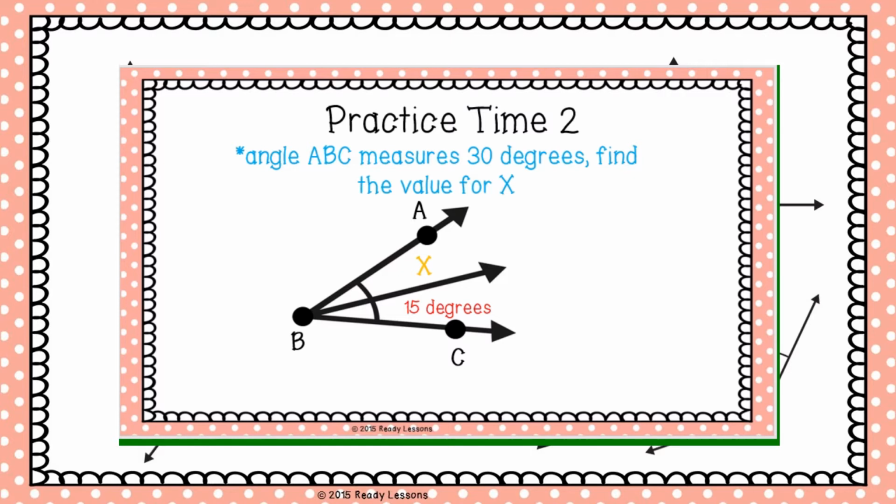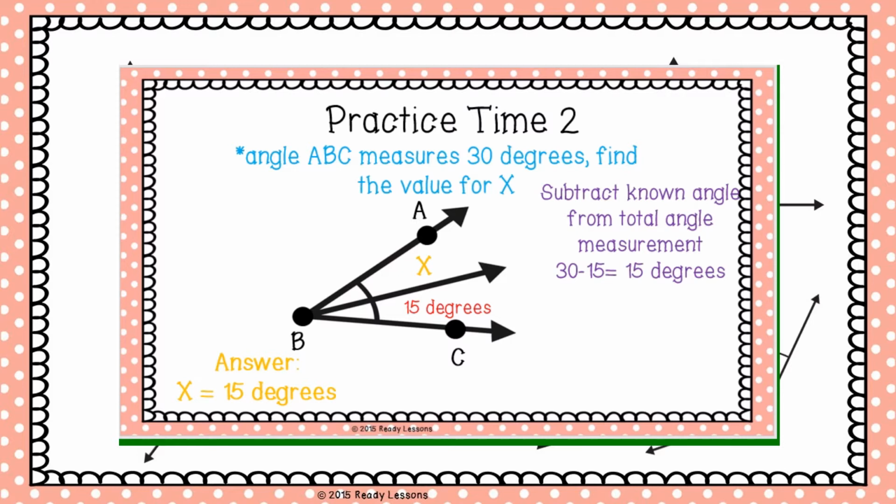All right, pause the video. Try to solve practice time 2 for angle ABC. Angle ABC measures 30 degrees. Solve for the value of X. Pause the video, solve for X, and once you have that solved, start your video again and check your work.